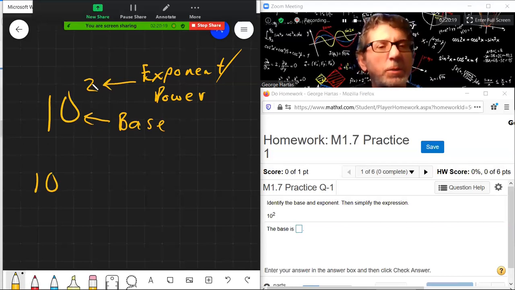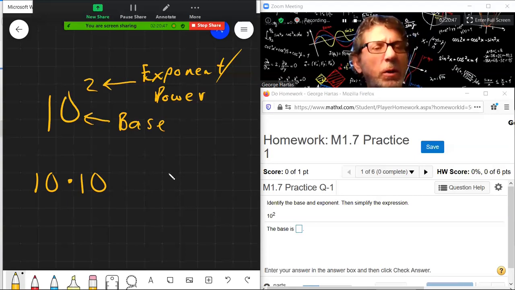Okay, the exponent. The exponent simply says, how many times do you multiply the base by itself? So in other words, 2 for this example means we're going to take the base and multiply it by itself 2 times. So the way you would write that would be 10 times 10. That's really what the base and exponent is.